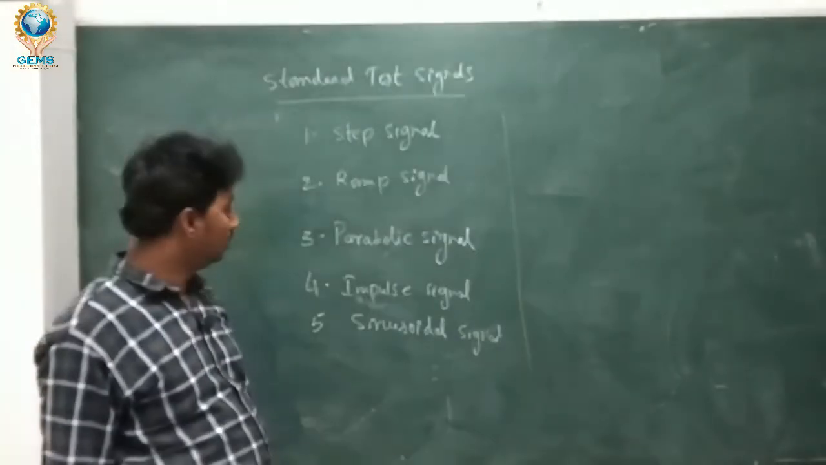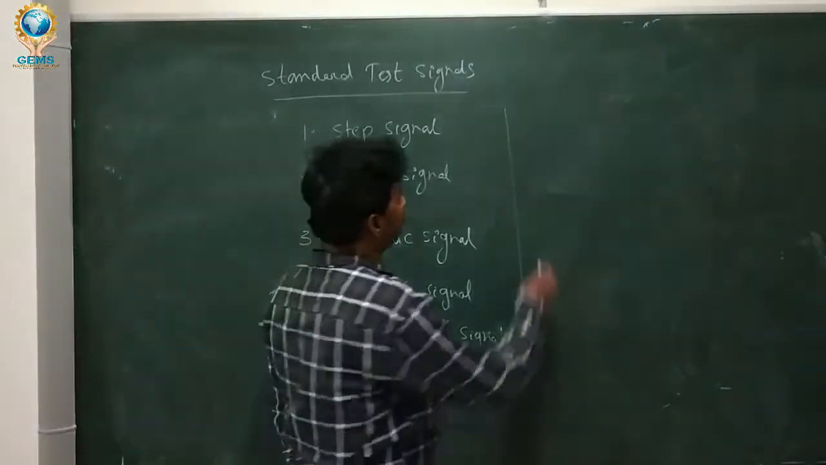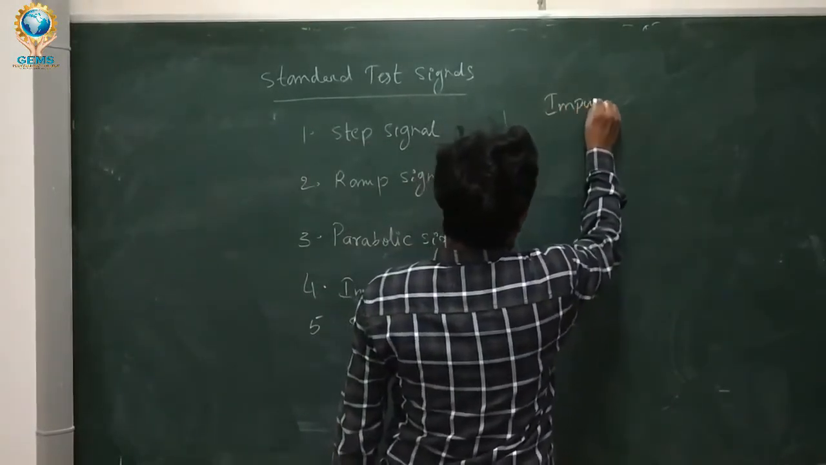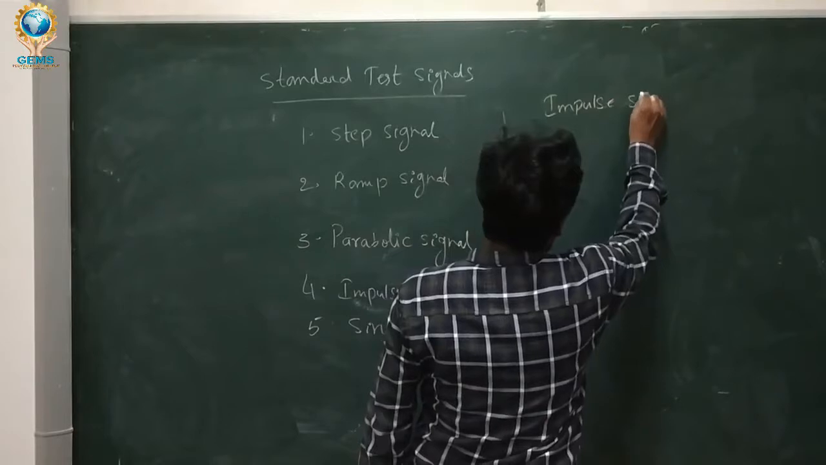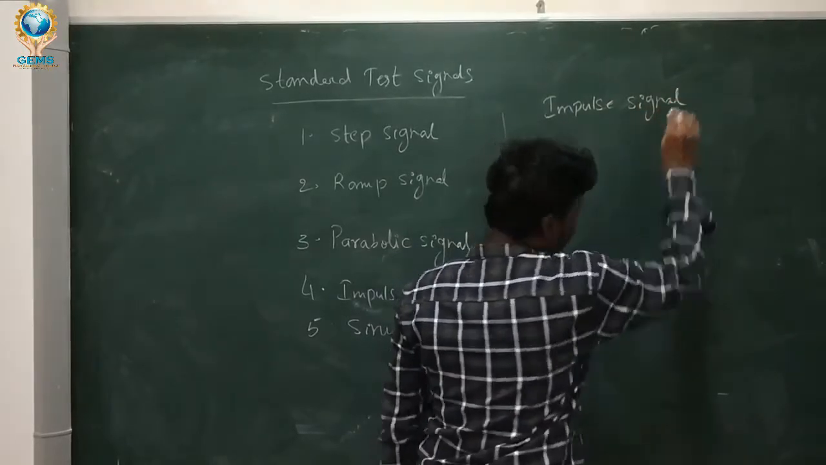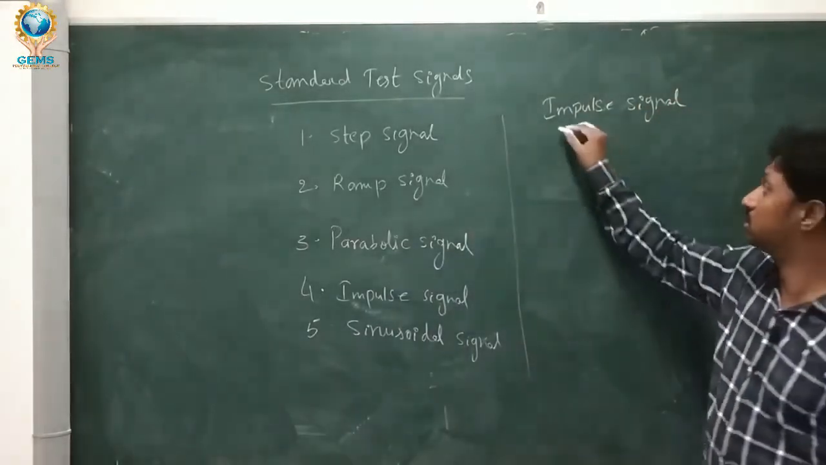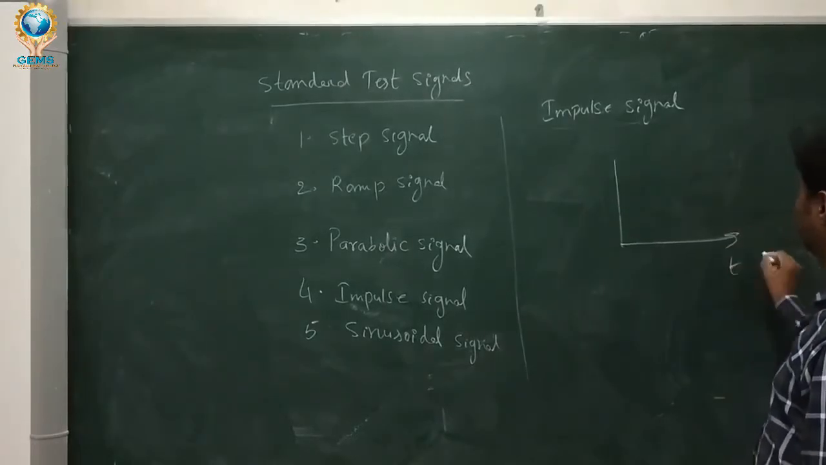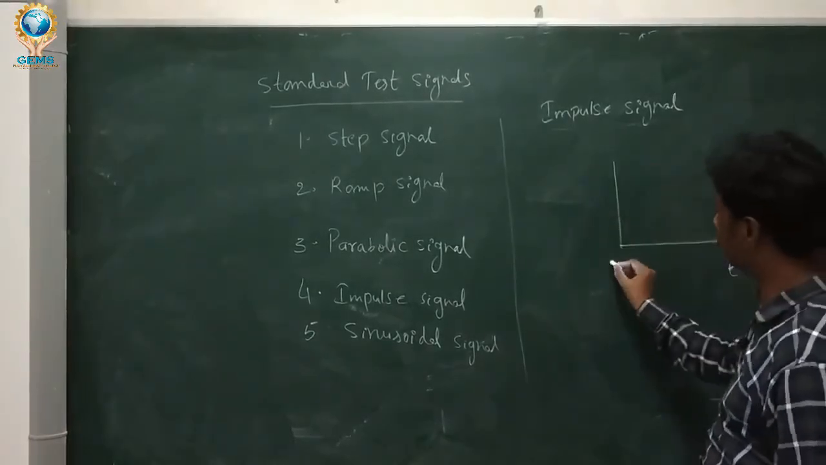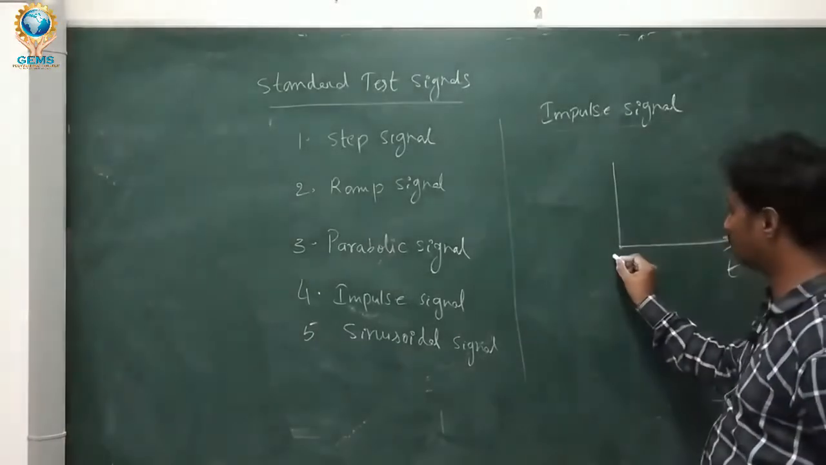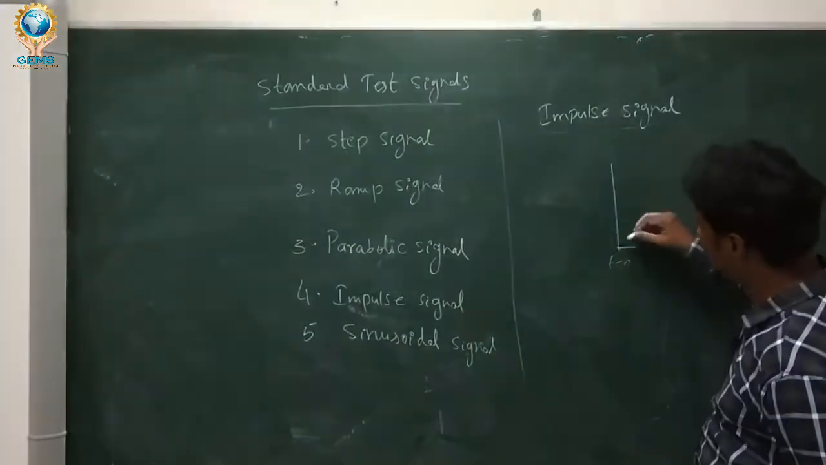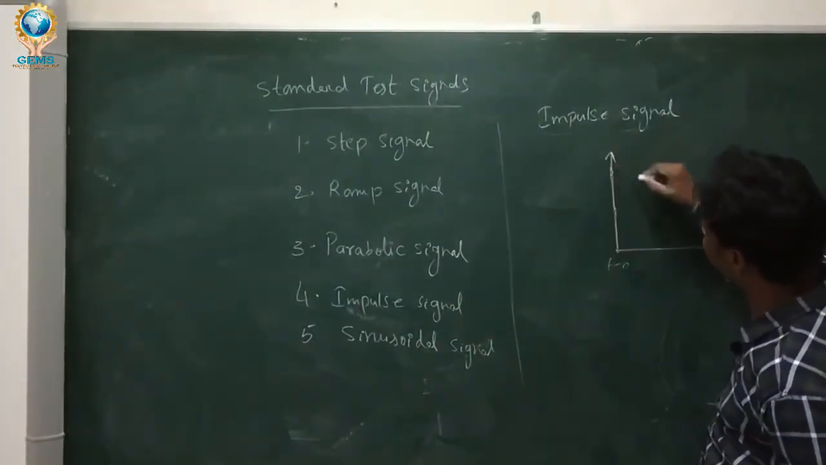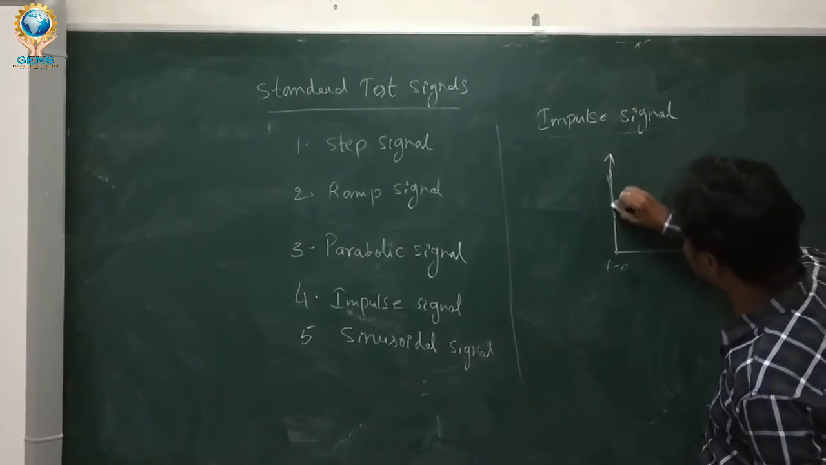So next we are going to study the impulse signal. You see the graph first. So this is A t. At t equal to 0, you have infinite magnitude. This is your impulse signal.